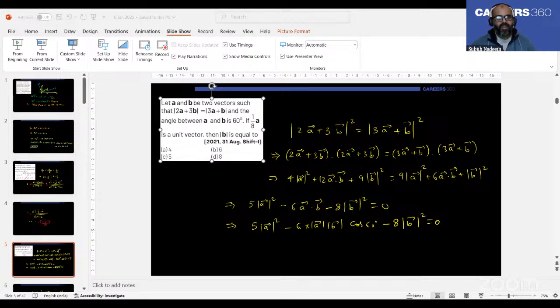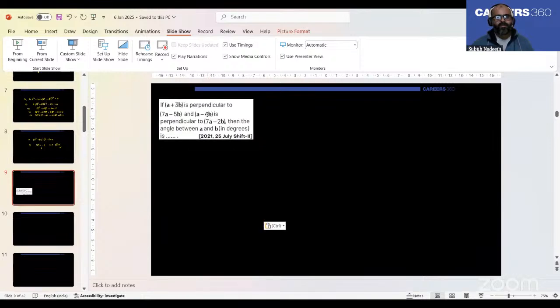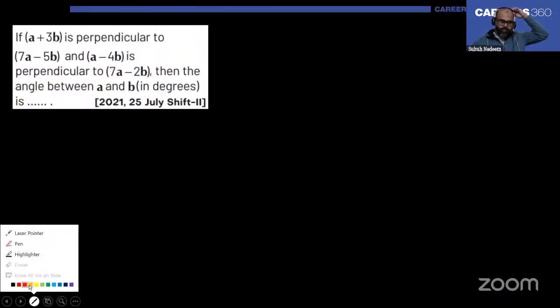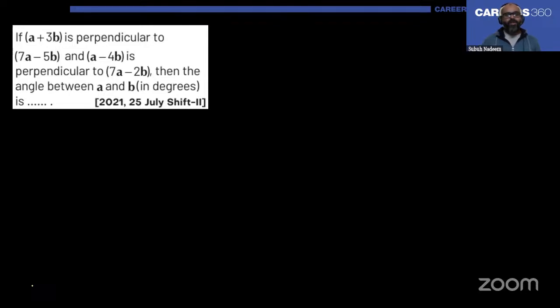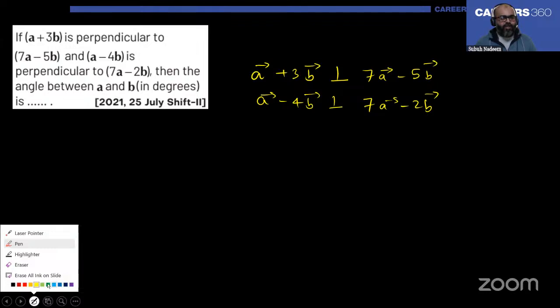So the next question we have here says: if a plus 3b is perpendicular to 7a minus 5b, and a minus 4b is perpendicular to 7a minus 2b, then find the angle between a and b.